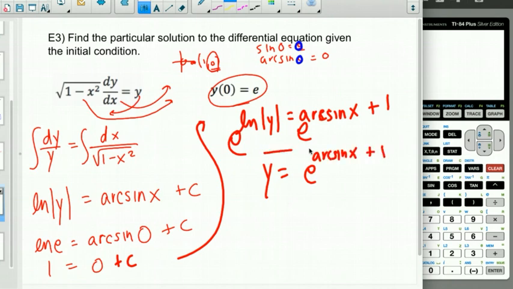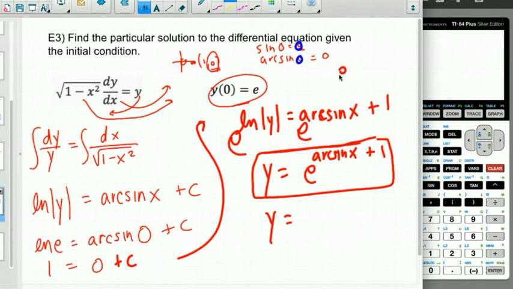Now, this is fine. If you had done it the other way, where you solve for y first, we'll walk through that in a sec. But the other way to write this answer is you could treat this as e to the arc sine of x times e to the first, and this could be your coefficient. So this could be an e times the e to the arc sine, where the e is the coefficient.